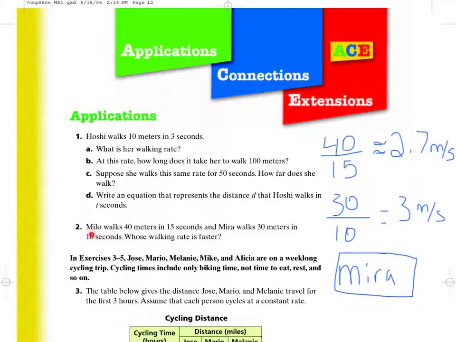Okay, number 2, Milo walks 40 meters in 15 seconds, and Mira walks 30 meters in 10 seconds. Whose walking rate is faster? All right, so for Milo, 40 divided by 15 is about 2.7 meters per second. For Mira, hers is 30 meters in 10 seconds, so that equals 3 meters per second. So that means that Mira's walking rate is faster at 3 meters per second. So she's walking a little bit faster.